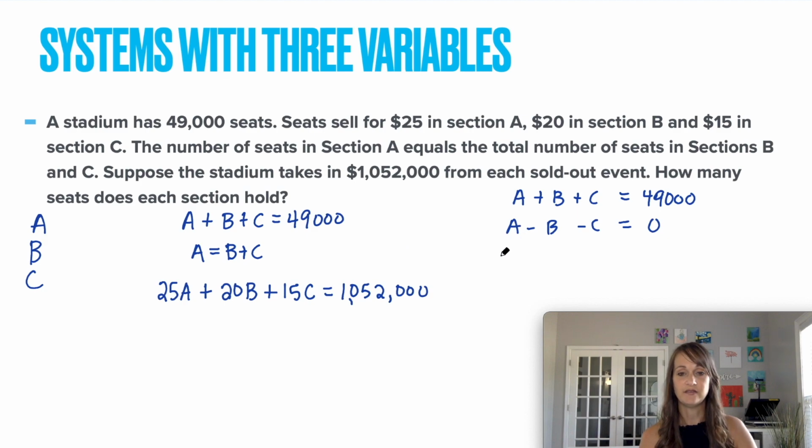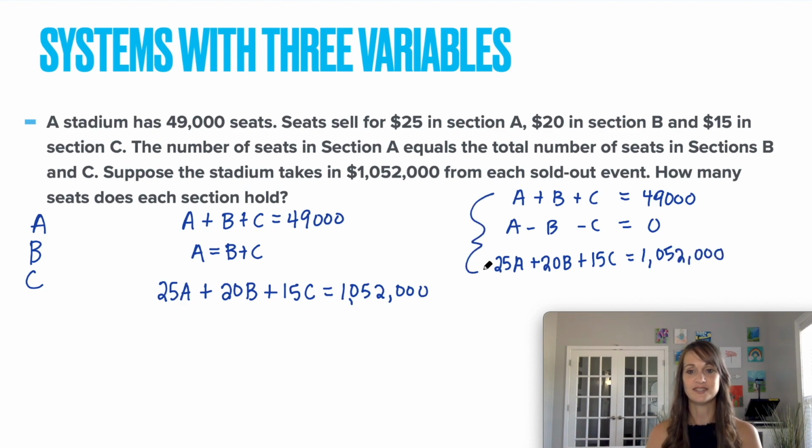And then the third one would be 25A plus 20B plus 15C equals 1,052,000. And that would be your systems of equations set up.